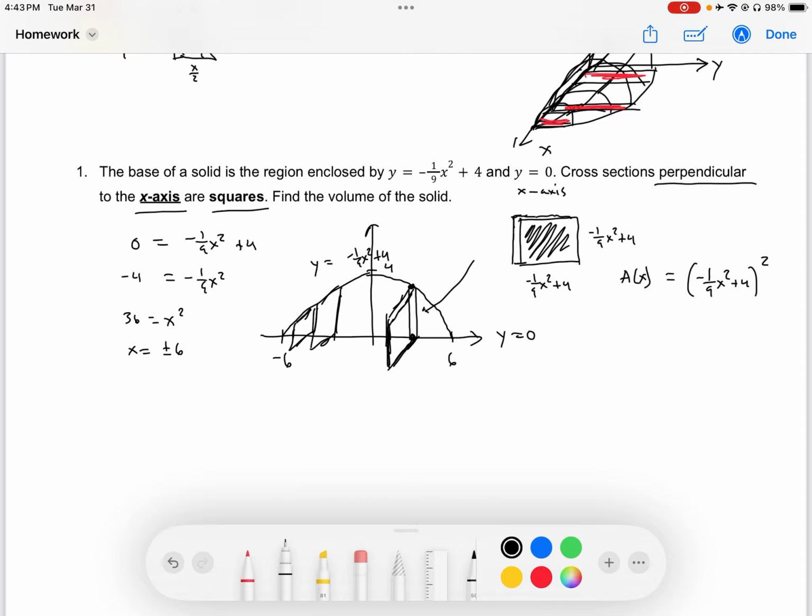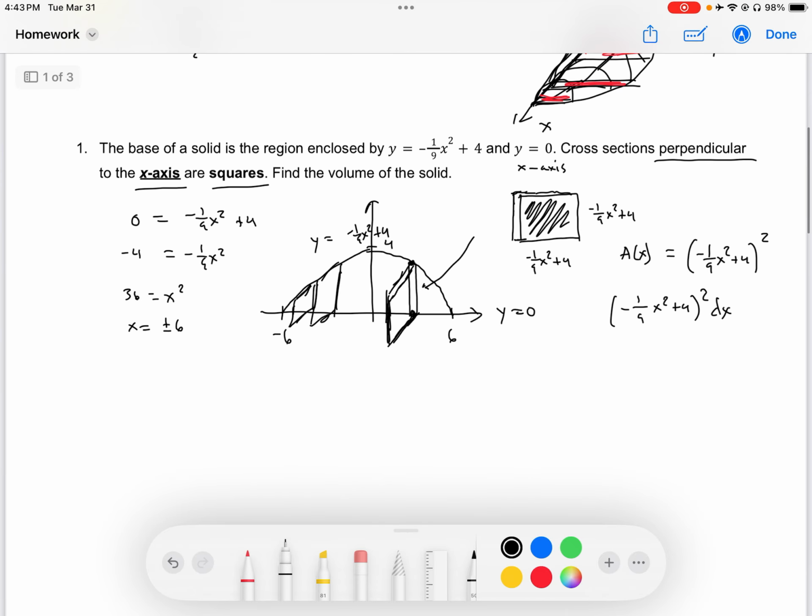Now that would be the area of the square. Now if we want the volume of a little piece of toast, we would have to multiply that by dx. And so we can see that the volume of this entire thing, we would just integrate it from -6 to 6 of our area, which is our cross-sectional area, which is (-1/9 x squared plus 4) all squared dx. And that should give me the volume of this solid.